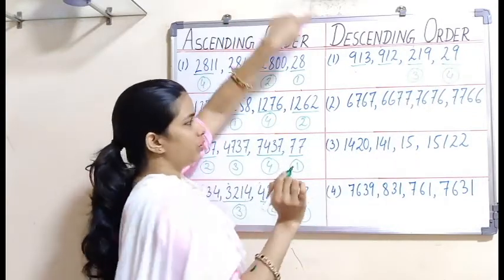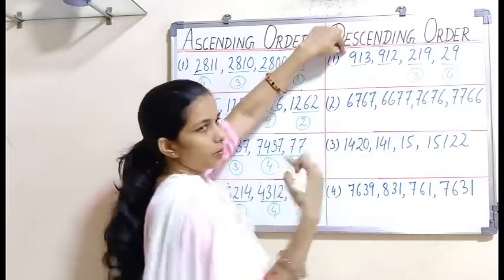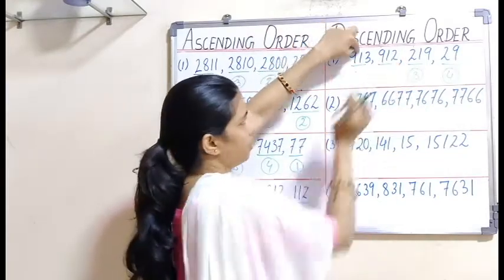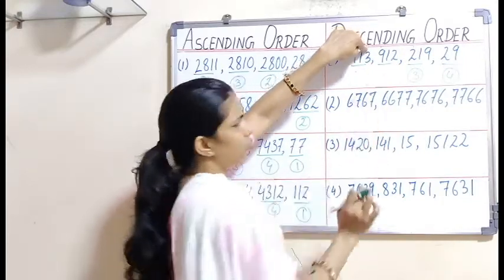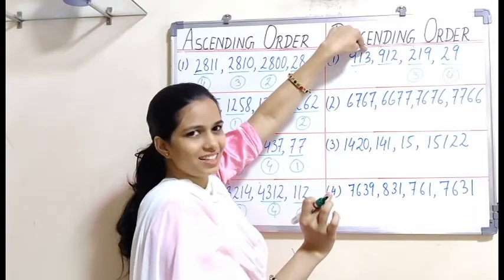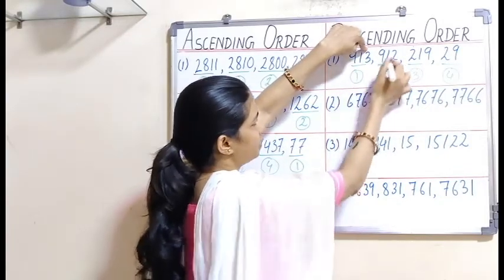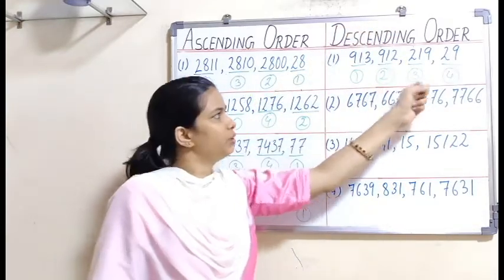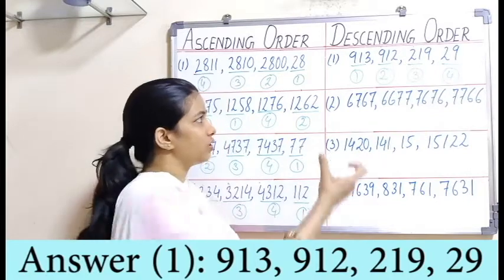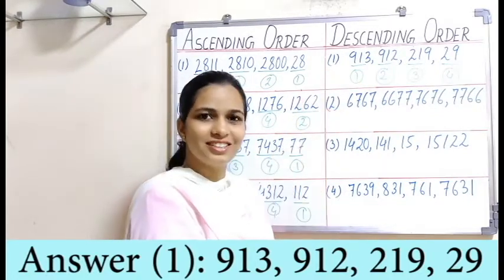Now in these two, 9 is the same, so we compare the next digit. 1 is also the same, so we compare the next digit. So 3 and 2. Oh, so 3 is greater than 2. So we number 3 as 1 and 2 as 2, so we have 1, 2, 3, 4. Actually, in the question itself, the numbers are arranged in descending order.